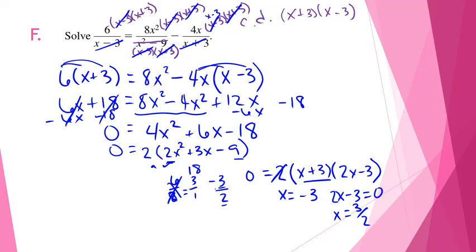So this is a situation where something does not work. If negative 3 was plugged in right there into my function, I would have negative 3 plus 3, which is 0. You can't have a 0 in the denominator. So what I'm going to do is exclude that answer, and my only answer will be this one.